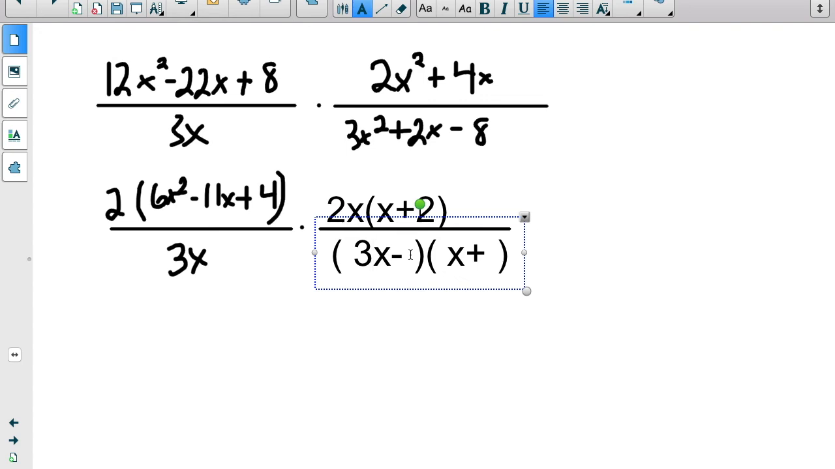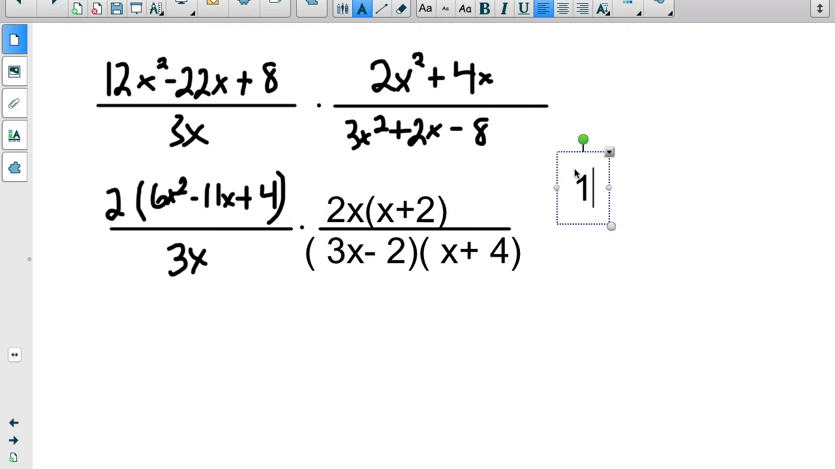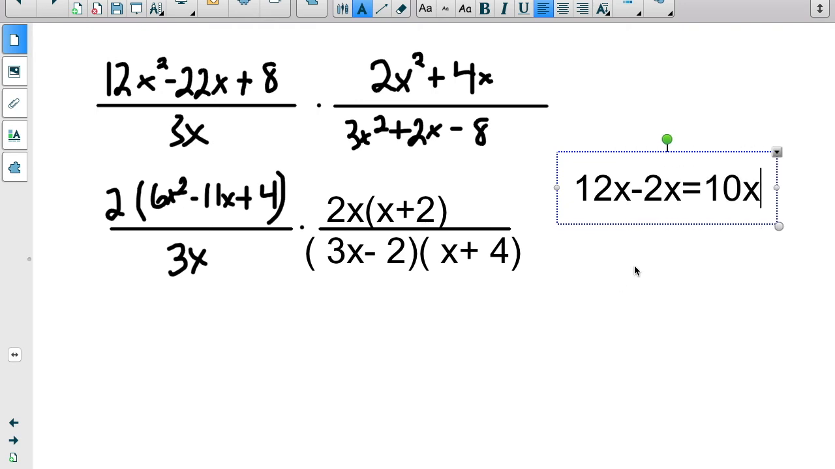Now we need to look at the factors of 8. Well, the factors of 8 are 1 and 8, 2 and 4. So let's try 2 and 4. And if we try this here, well, 3x times 4 would give us 12x minus 2x, which would be 10x. Okay, that's not what we wanted.